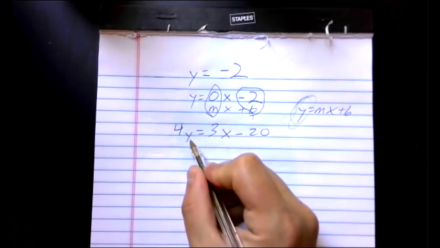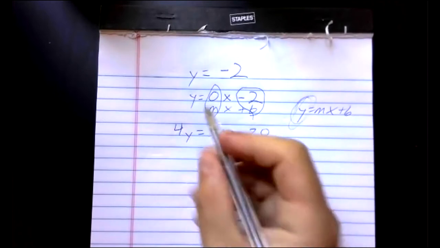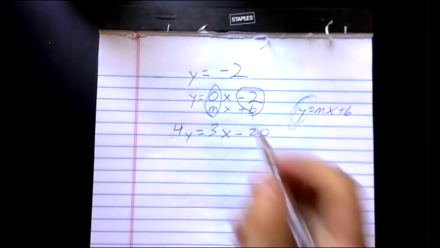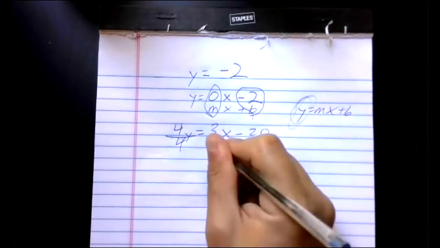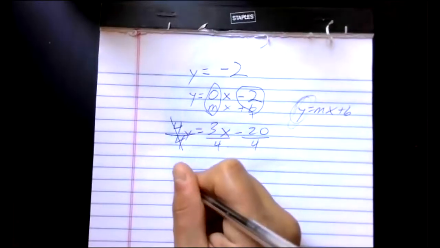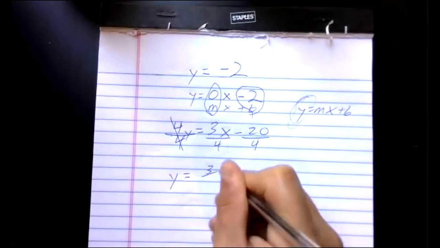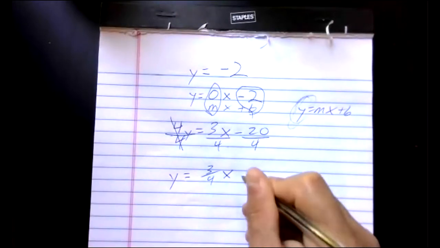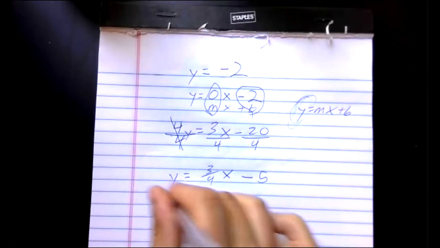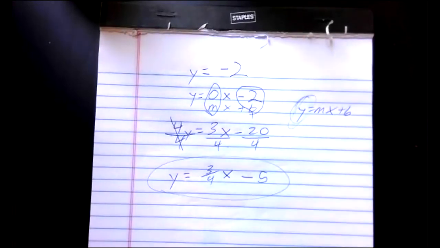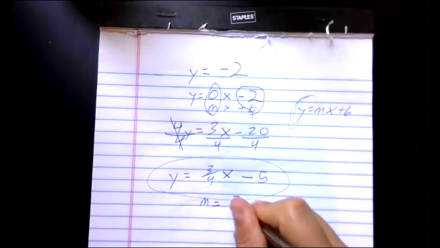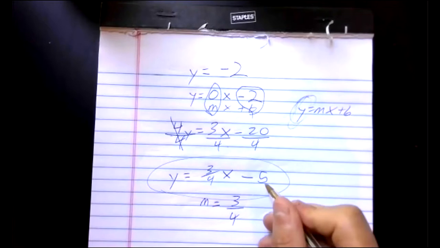Now we're close, but in order to get y by itself, I have to get rid of this 4. This is multiplication, so we use division. Divide everything by 4. Y equals 3/4 x minus 20 divided by 4 is 5. Now this is in the proper format. The slope is 3/4. The y-intercept is -5.